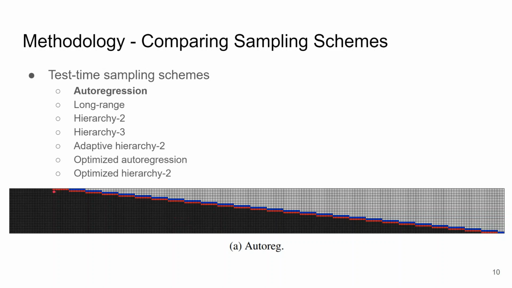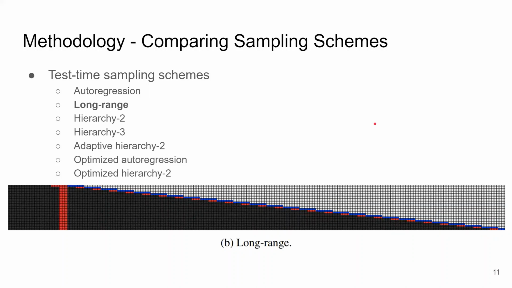So we've seen a smaller version of autoregression, but this is just a bigger figure for it. You have long range as well, where you can see that even as we're generating frames throughout the video, the start of the video is always used for conditioning. So there's some long range dependence even with the farther away frames.